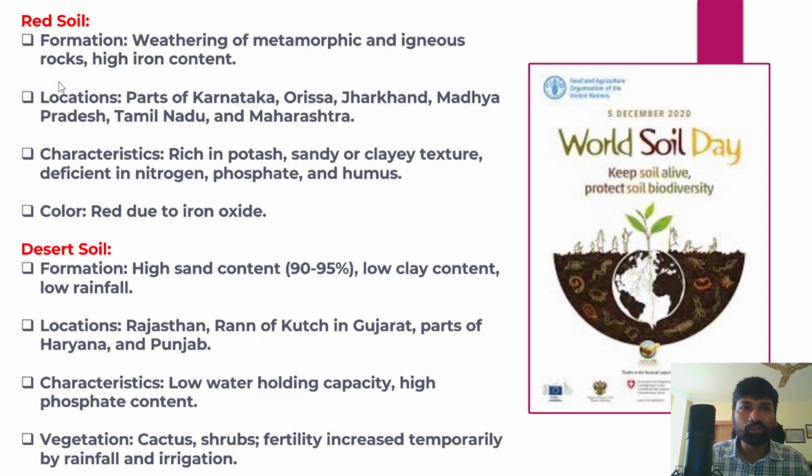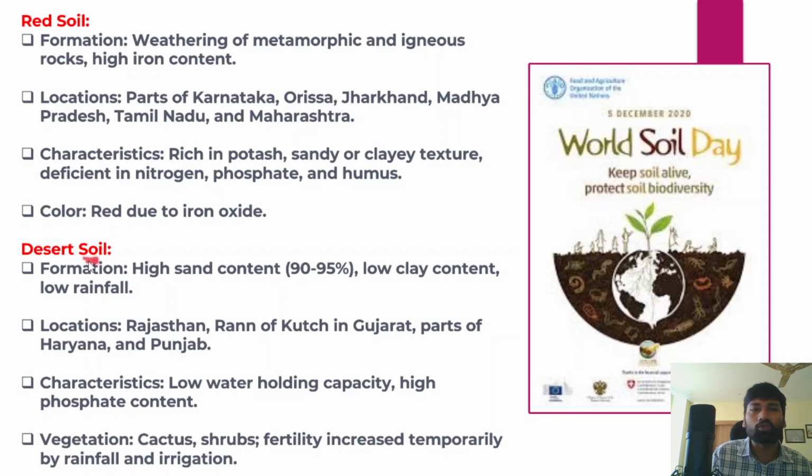Now the characteristics of red soil include that they are very rich in potash content, they have a sandy and clay texture, and they are also deficient in nitrogen, phosphate and humus. The color of these red soils is red due to iron oxide content. These red soils are also known as laterite soil or mountainous soils. The crops cultivated in red soils include mango and cashew. So these crops are cultivated in the red soil regions.